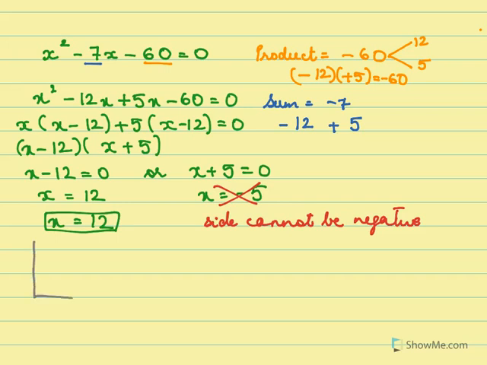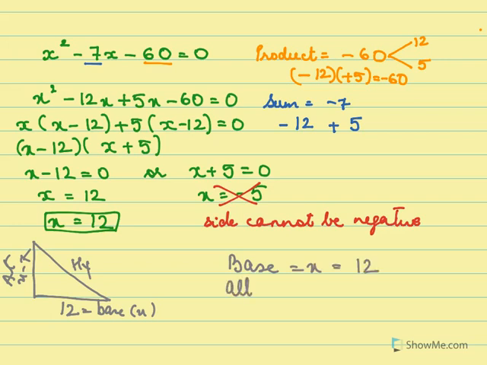Let's go back to our triangle. This was our triangle. This was our base, which we got now as 12. That was x. This was the altitude, if you remember, and this was x minus 7. And this was the hypotenuse. So if my base, which was x, equals 12, my altitude will be x minus 7, which is 12 minus 7, and that is 5. So the sides of this triangle are 12, 5, and 13 centimeters.